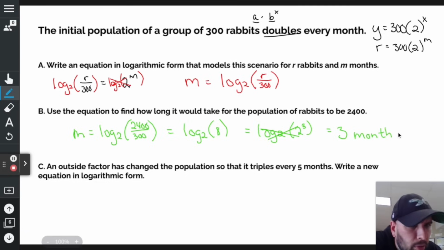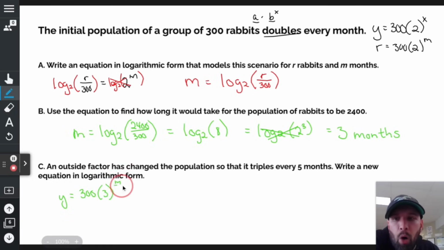Oh, those rabbits. An outside factor has changed the population so that it triples every 3 months. Okay, so then I'd have a new equation. I start out with 300 anyway, so y equals 300 still. That doesn't change. Triples makes the base 3. And every 3 months is not going to be 3m, but m over 3. That way, every time I hit a 3 month mark, that's when the exponent is taken. It's very backwards looking, but trust me on this one.